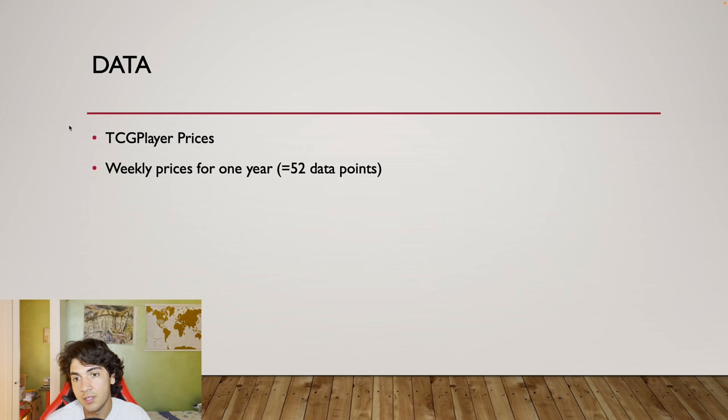That's TCGplayer prices. And as I mentioned, we're not going to use one data point. That would be too easy, and I don't like easy. We're going to use weekly prices over 1 year, which equals 52 data points. As simple as that. So remember, when you look at expected return and expected volatility, that is weekly data. So that's what you should expect on a weekly basis, right?